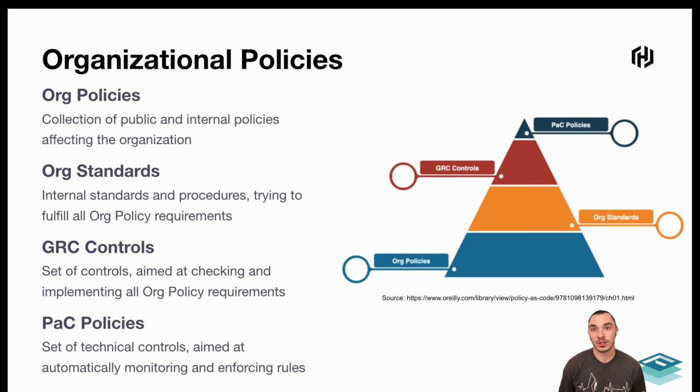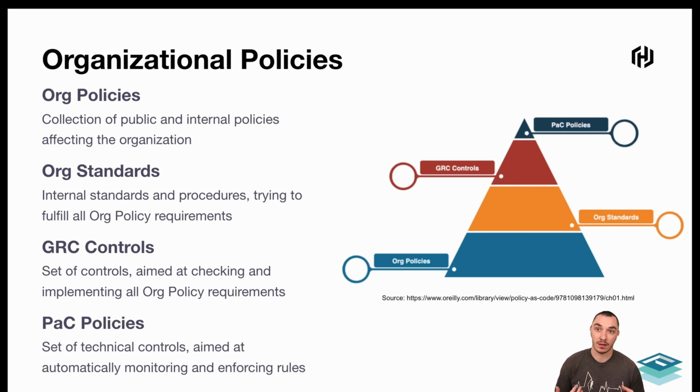Organization policies are pretty much a collection of public and internal policies affecting the organization. Think of laws, for example. Laws are just policies at the end of the day, restricting or allowing certain actions. Maybe also think of certain codes of conduct, social policies, for example environmental policies, policies affecting public opinion, PR towards your organization, stuff like that.